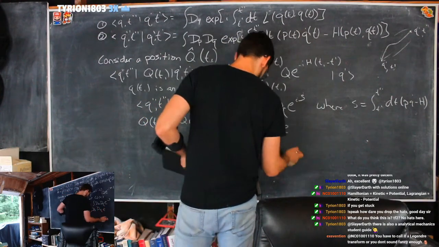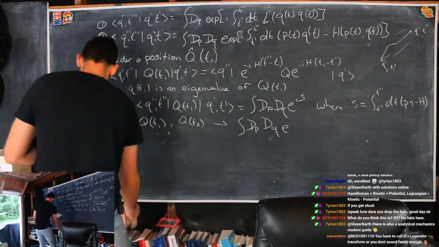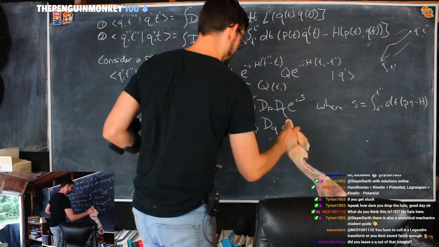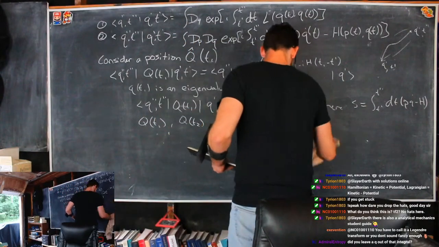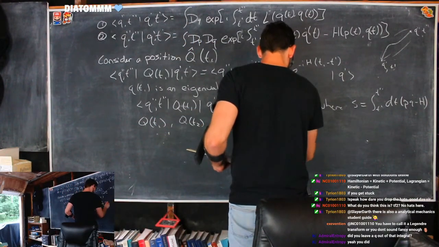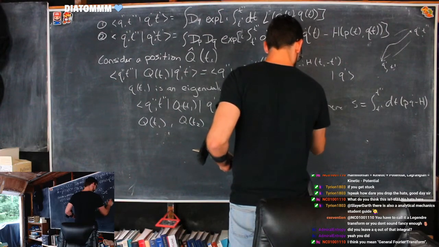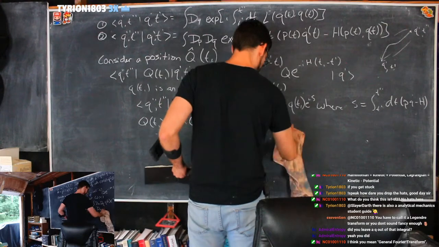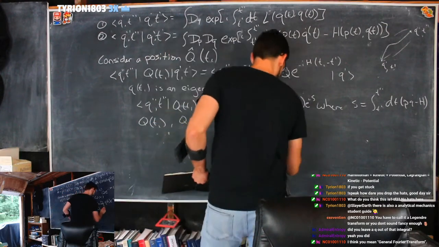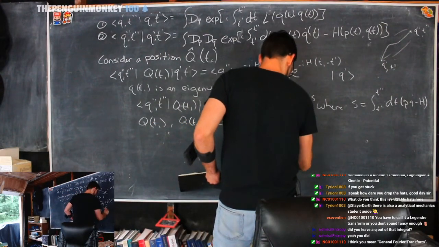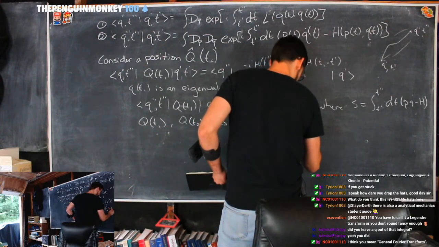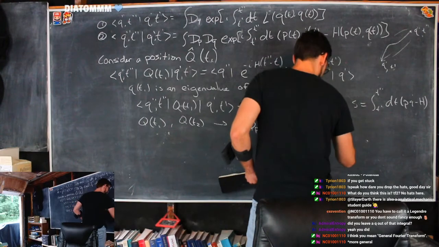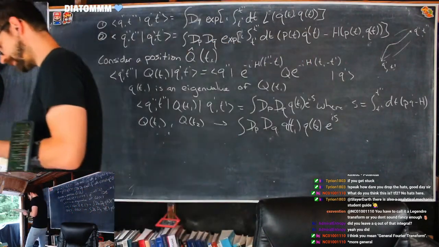oh, did I drop something? I think I dropped something from that first one. Ooh, I did, didn't I? I missed the actual eigenvalue. Little important, e to the iS, there we go. Because this one has the same thing, right? This one has the same eigenvalues, except now we have a Q of T1 and a Q of T2, and then of course, e to the iS.